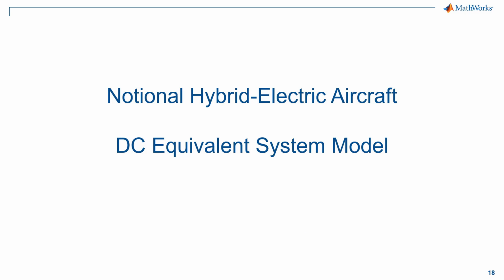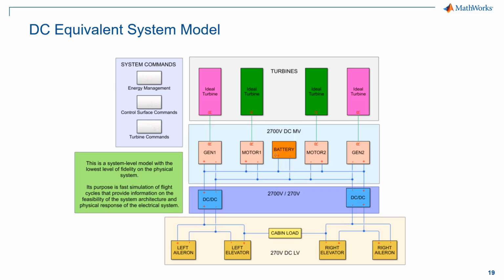In this section, we will discuss a DC equivalent system model of the Notional hybrid electric aircraft. What you can see here is the high-level system model in Simscape. We have two main turbines from which power is drawn through the electric generators at 2.7 kilovolts DC. Also at the 2.7 kV level, we have two electric turbines which are driven from electric motors. We also have a battery so we can manage the flow of electrical power. We then step down from 2.7 kV to 270 volts, where our actuators and cabin load is connected. We also have basic command and management functionality.